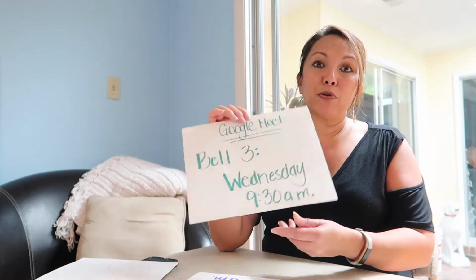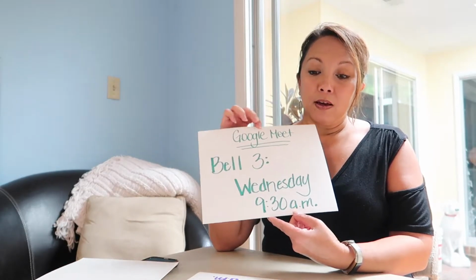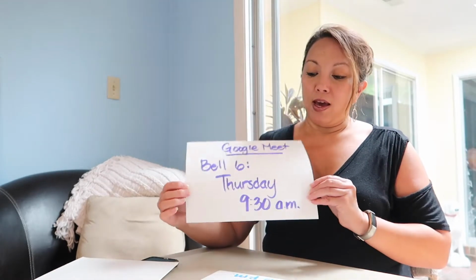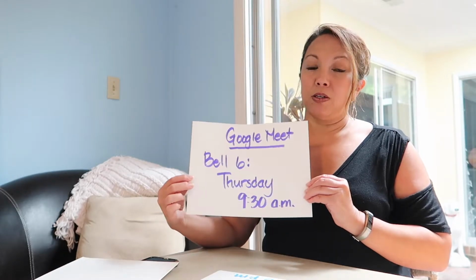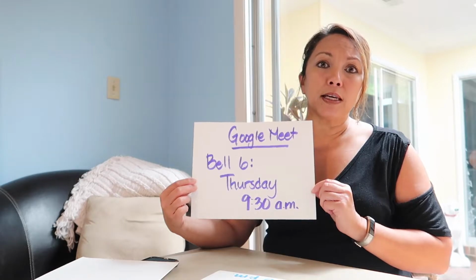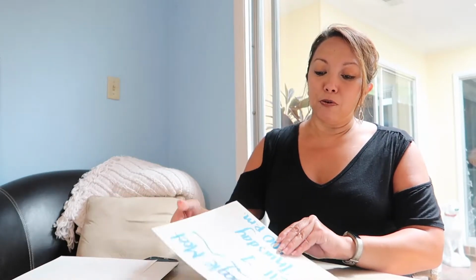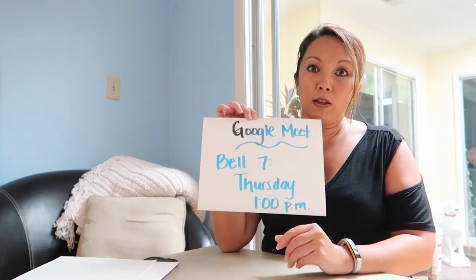Google Meet for Bell 3 will be Wednesday at 9:30 a.m. Google Meet for Bell 6 will be Thursday at 9:30 a.m. So report to my Schoology folder and click on the link and put in the class code, and I'll be there. And then Google Meet for Bell 7 will be on Thursdays at 1 o'clock p.m.